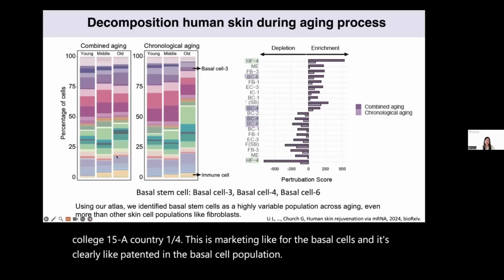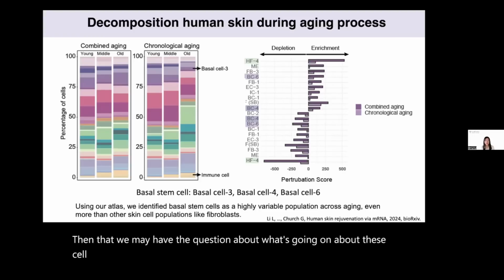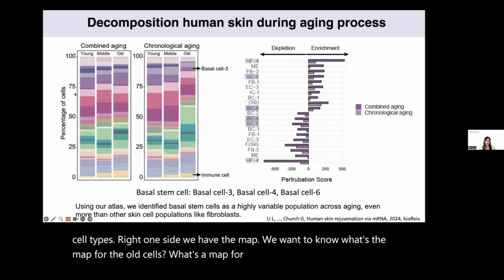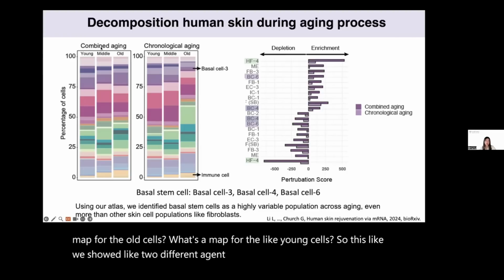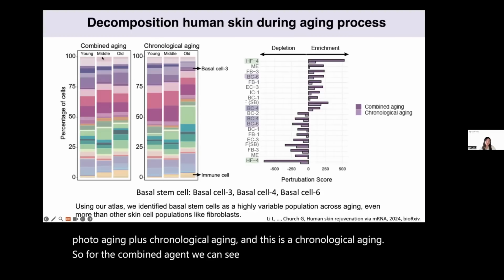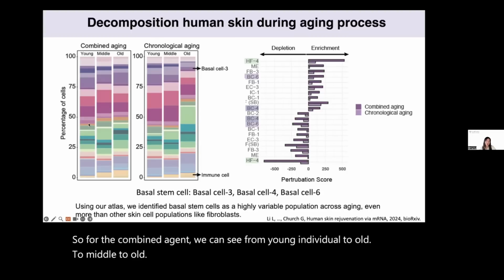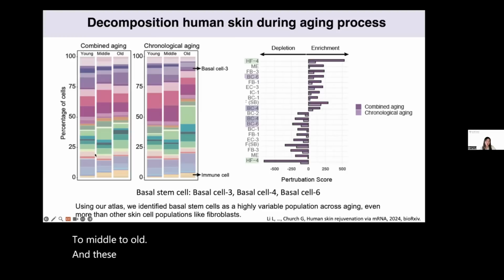Then we might have the question about what's going on with these cell types, right? Once we have the map, we want to know what the map looks like for the old cells and for the young cells. So here we showed two different aging types: the combined aging, which is photoaging plus chronological aging, and this is the chronological aging. For the combined aging, we can see from young individuals to middle to old, and the percentages of the different cells are changing.